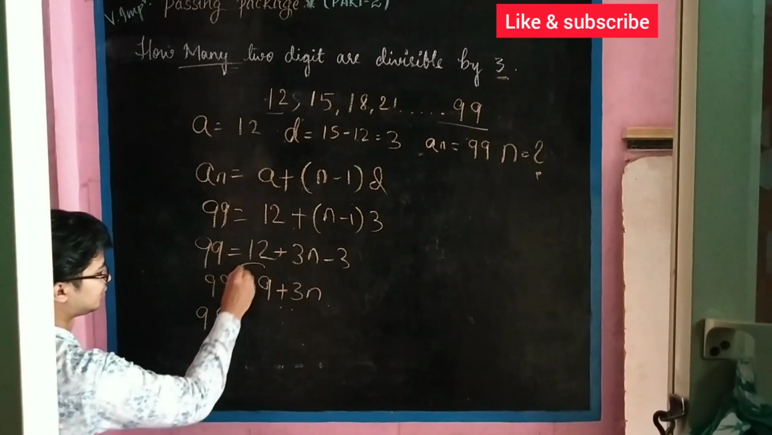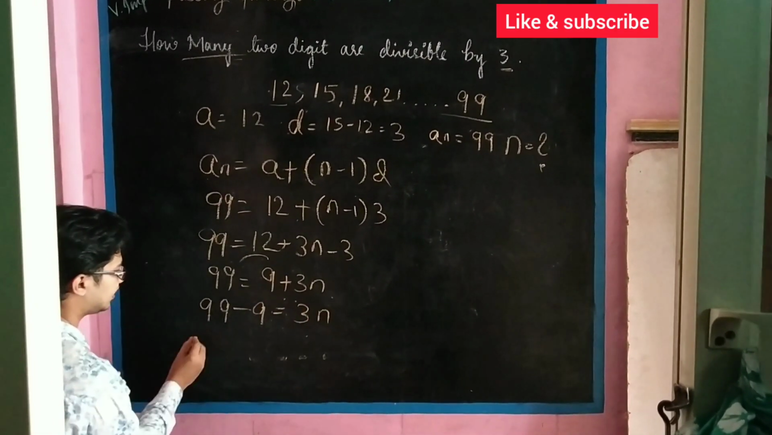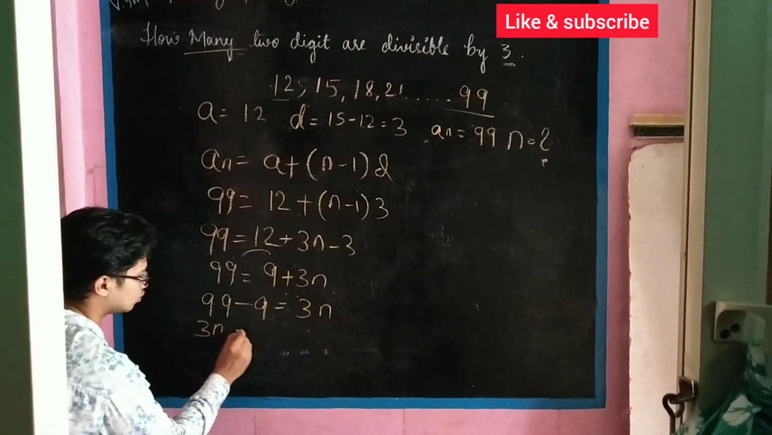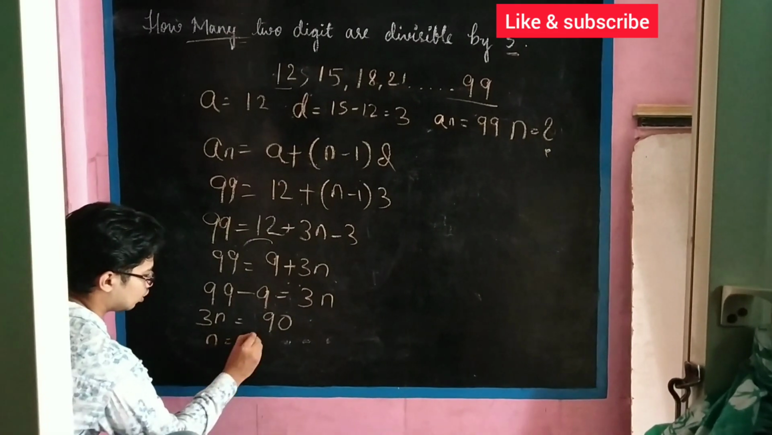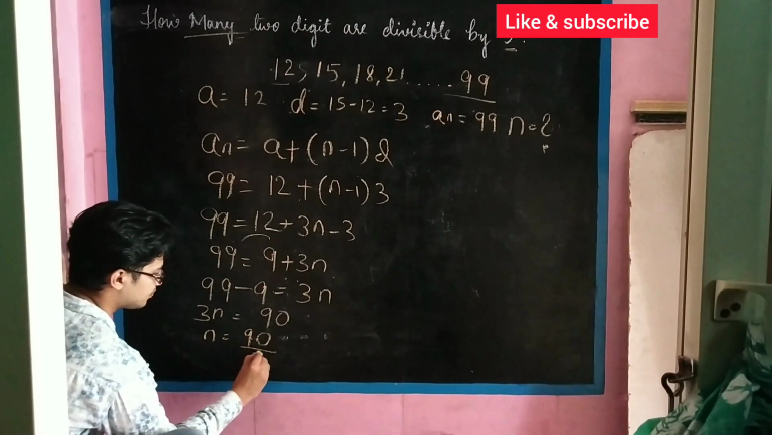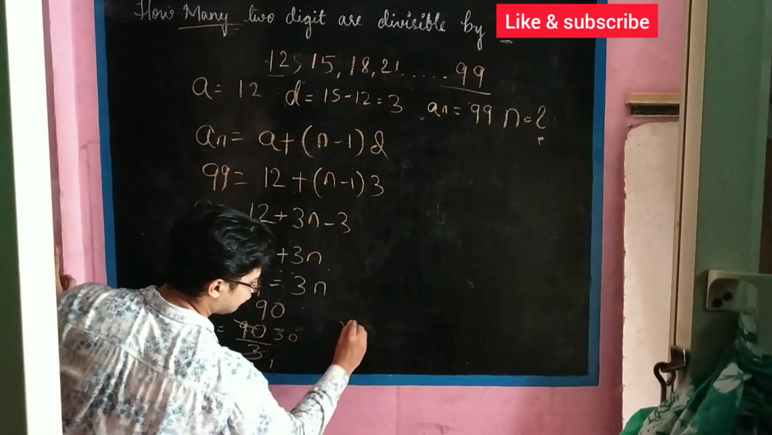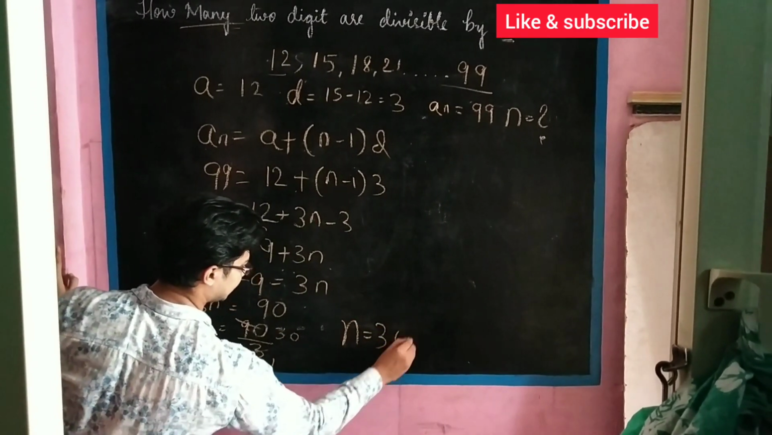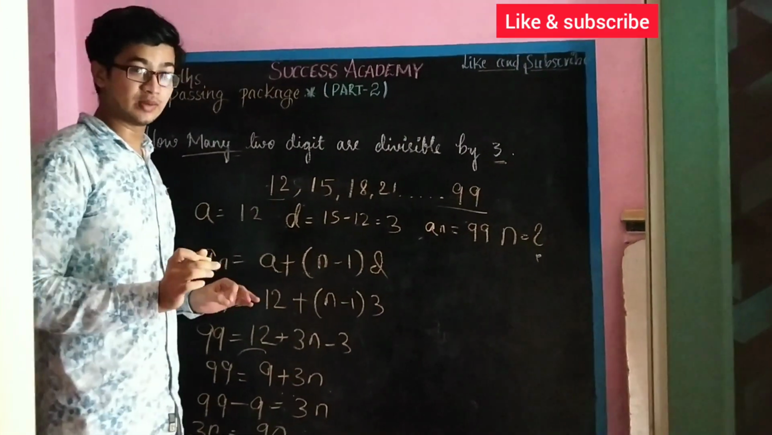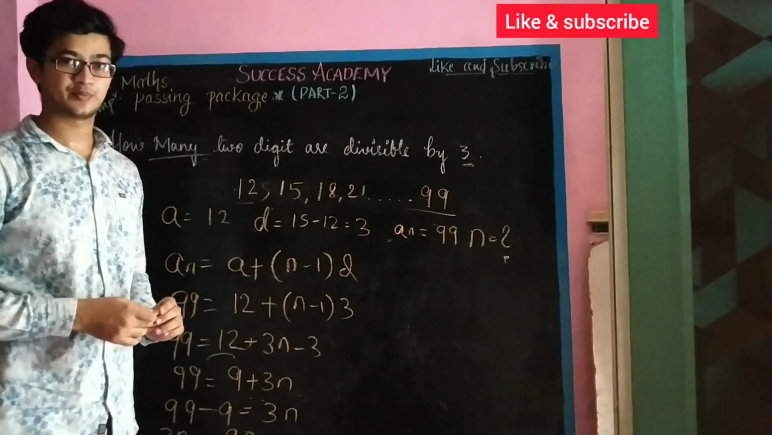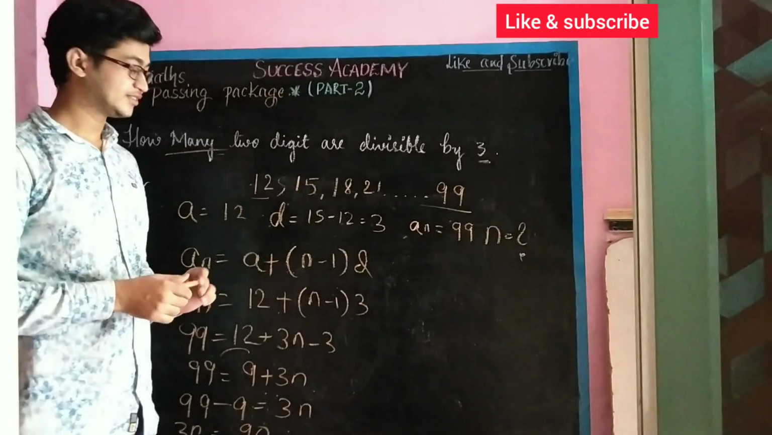99, if 9 moves here, it will become minus 9, is equal to 3n. 3n is equal to 99 minus 9, which is 90. Next, n is equal to 90 divided by 3. 3 ones are 3, 3 tens are 30, so 90. So the value of n is 30. It means there are a total of 30 2-digit numbers which are divisible by 3 from 10 to 99. Okay friends.